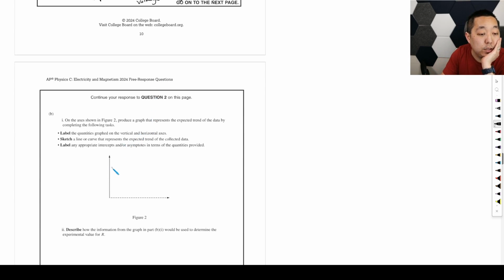Represents the expected trend, so label the quantity. So what's going to happen here is inverses. So the voltage across the inductor is going to do this. But the total voltage drop on the loop has to be this. So what that means is the resistor voltage is going to do this instead. So it's going to look quite like this.